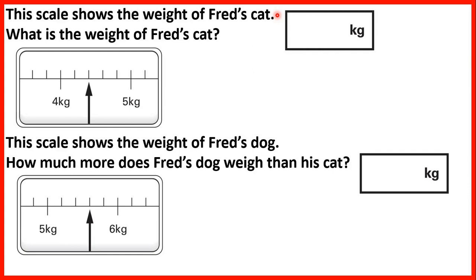This scale shows the weight of Fred's cat. What is the weight of Fred's cat? Well, we can see that the arrow on the scale is pointing between 4 kilograms and 5 kilograms. Now, lots of children make the mistake of writing 4.2 kilograms because these children see that it's 2 lines after 4. But we can only do that if each line is a tenth.